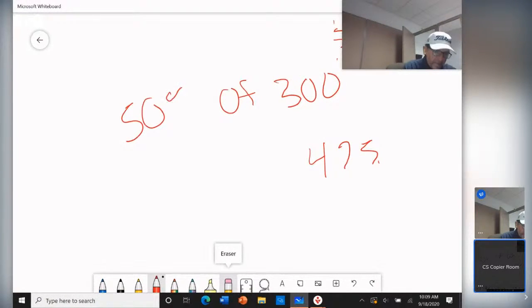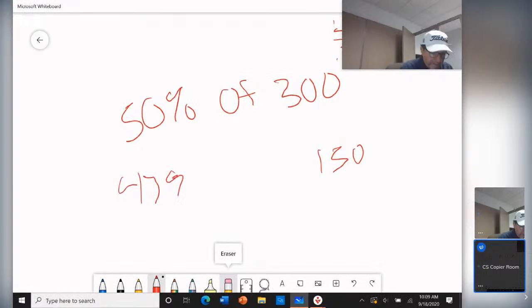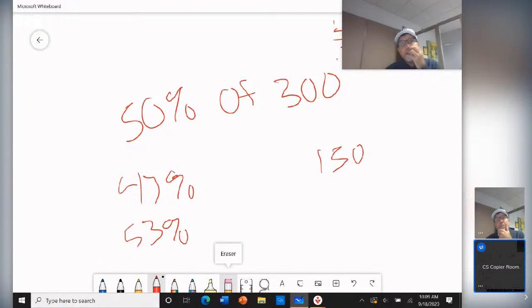If you did 50%, you're going to know that's half. So you're going to be, well, I know half of 300 is 150. So say, for example, you get 47%. It's going to be a little less than 150. If it's 53%, it's going to be a little more than 150. So you can get an idea just by looking at that percentage of where the answer is going to be.